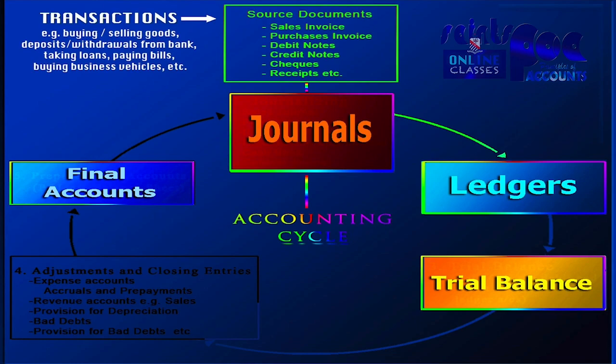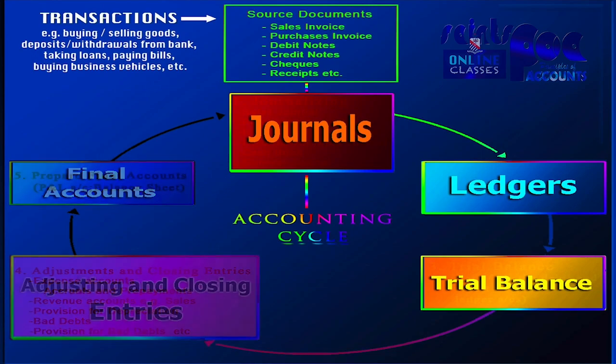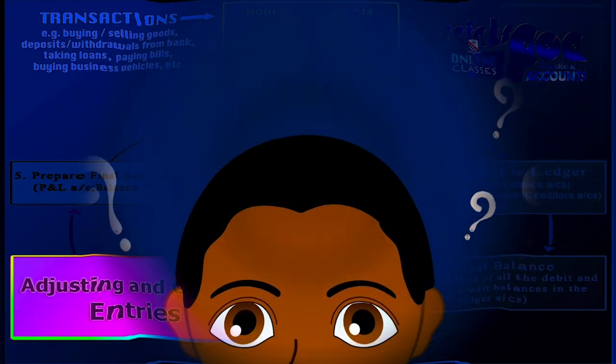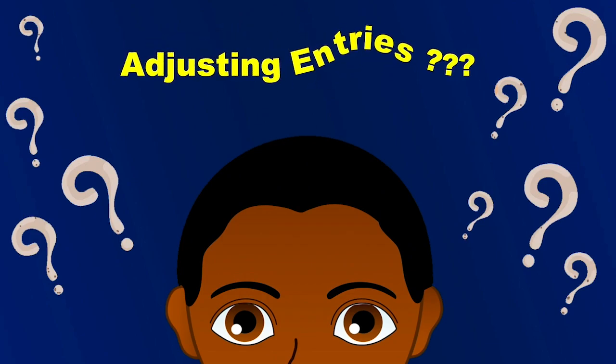So basically when we did the trial balance, it was what we call an unadjusted trial balance because we had not taken into account the adjusting entries. So the final accounts that you would have learned how to prepare are actually final accounts without the adjustments. So this lesson is about going now and learning the adjusting entries. And what are they?